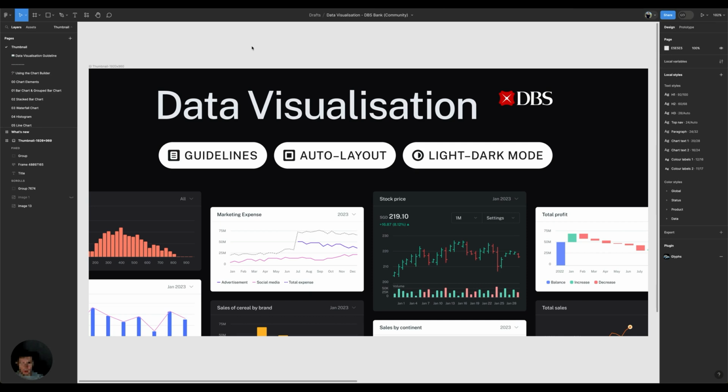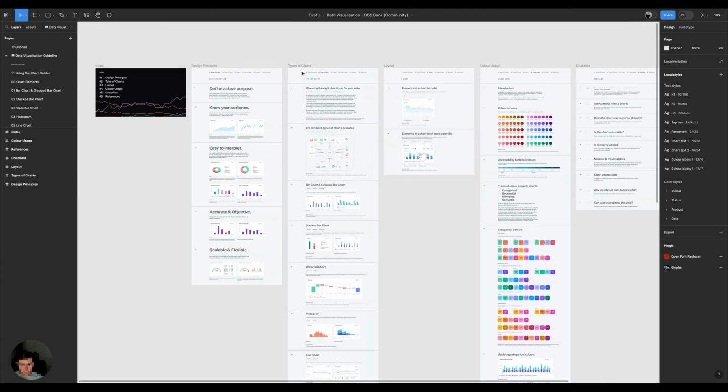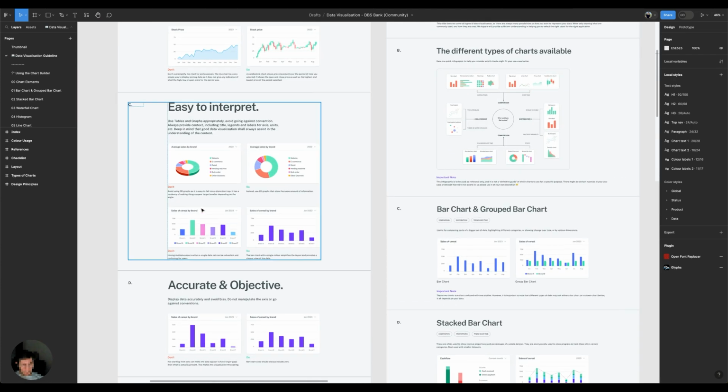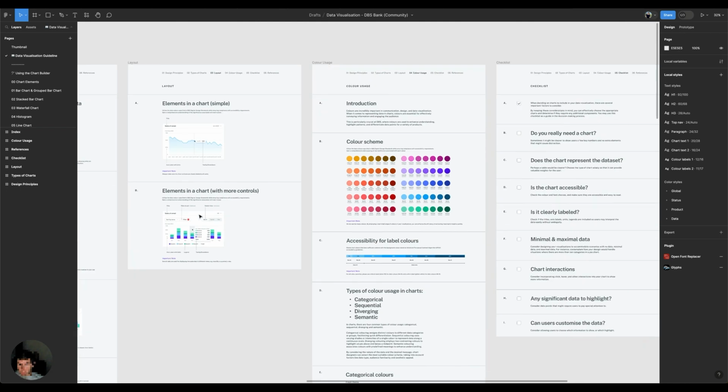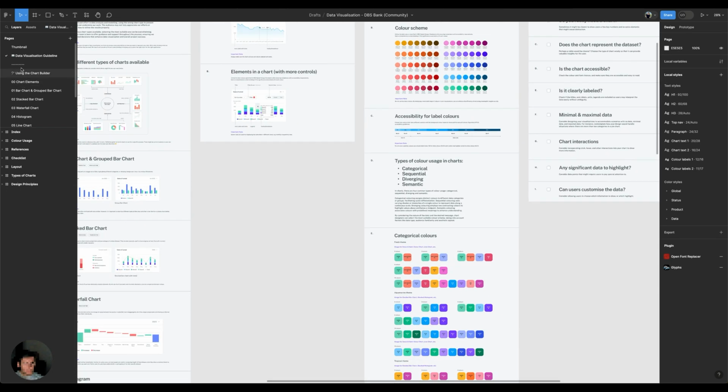Okay, we have some data visualizations from DBS, which is this big bank in Singapore. Pretty well documented. It's an older kit, so I don't expect it to have dark mode and stuff like that. But if you need good charts, this might be what you're looking for.